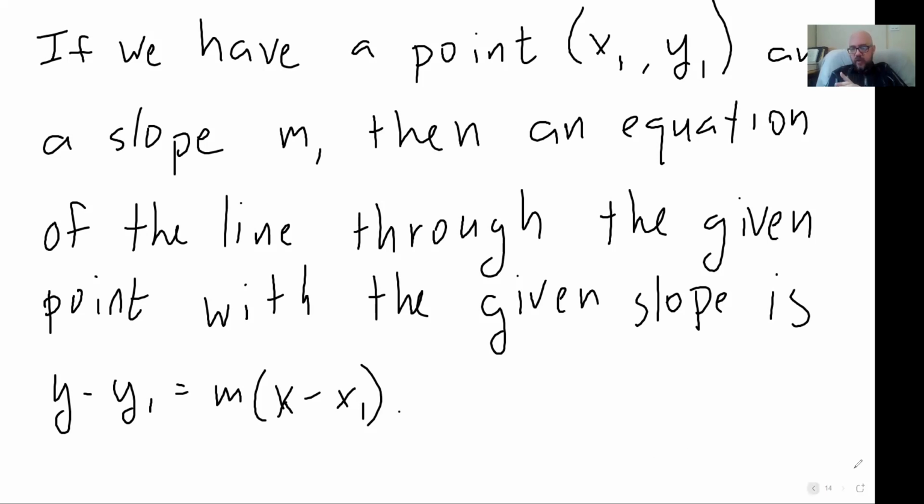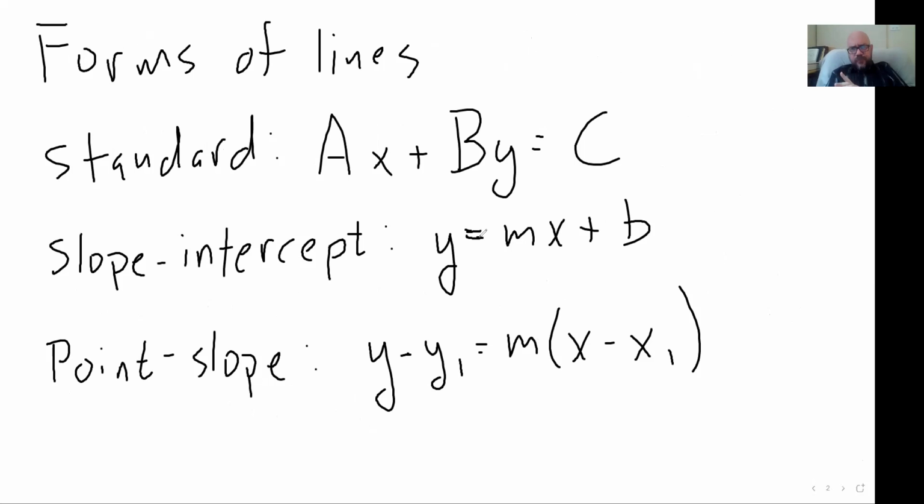Now let me point something out. For slope-intercept form, the b here is the y-intercept, right? Which is a point on the line. It's a very specific point on the line that we can always identify. Point-slope form is great because you don't have to have the y-intercept. You can just have any old point on the line, right? Much more general. So the any-old-point on the line is (x1, y1).